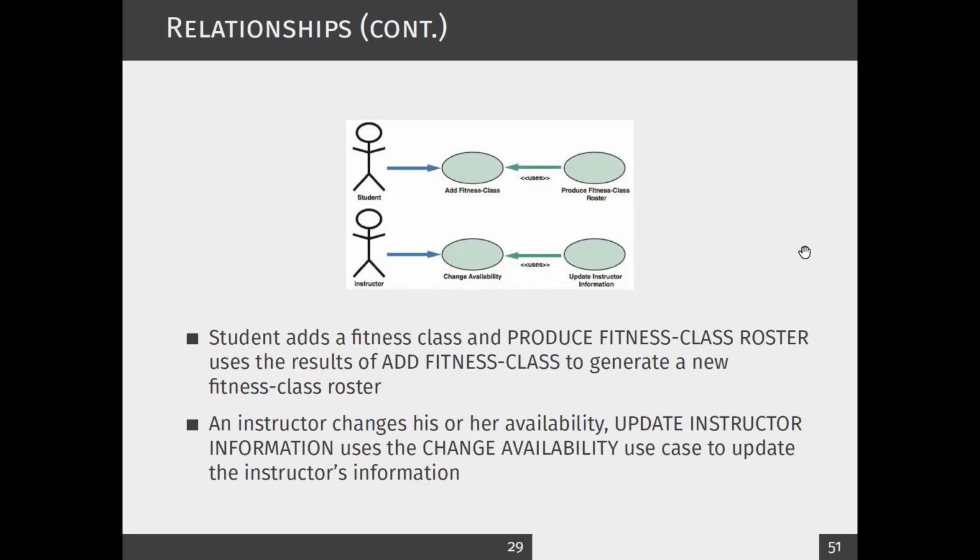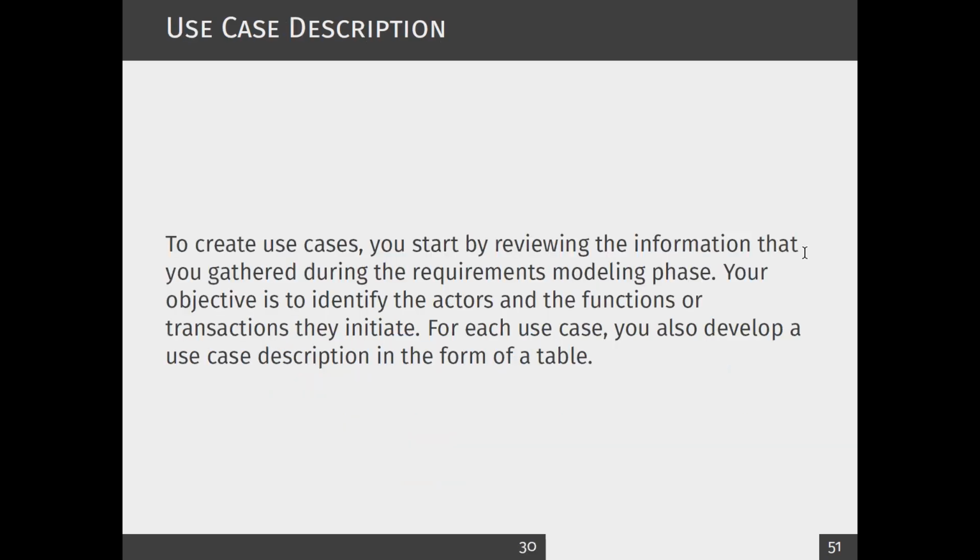And then this use case, update instructor information, should use the outcome of this. Right. Now that we have discussed the use cases, we know what a use case is, we know what an actor is, we know now what a relationship is, the type of relationship we call uses. Let's look at the description. When you want to create use cases, you look for the information you collected from the requirement modeling, especially in the beginning. So the first step is you need to identify actors and then functions, which are initiated by the actors.